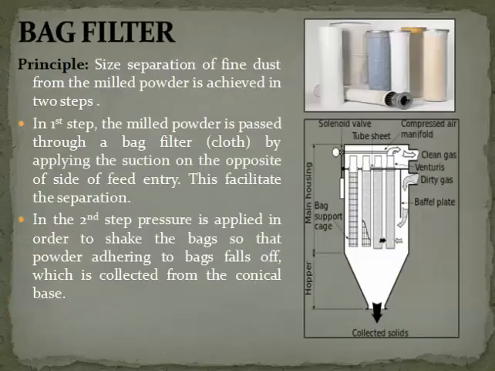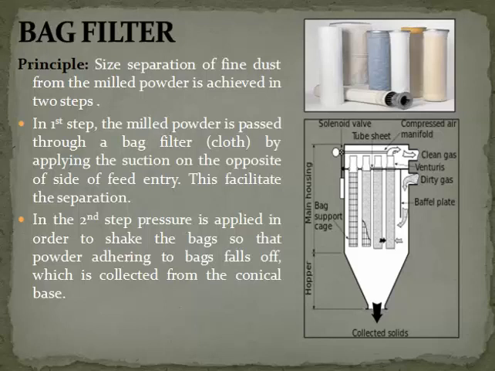Now we'll see the bag filter. As such, a bag filter is not a size separation equipment, but it helps in the reduction of dust, or you can say filtration of air. As you have observed, cleaning equipment works on the bag filter mechanism, or you can say bag filters are used for this kind of cleaning equipment. With the help of air you can clean the dust.